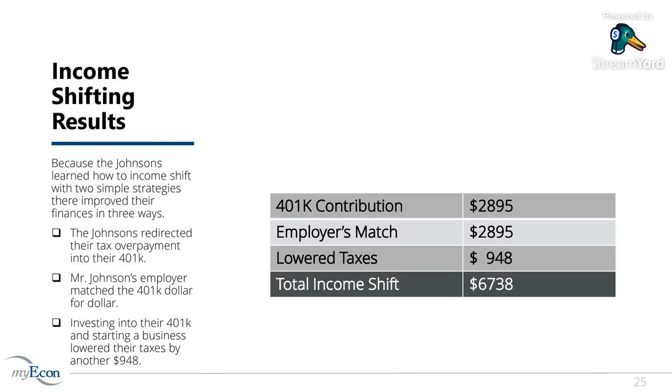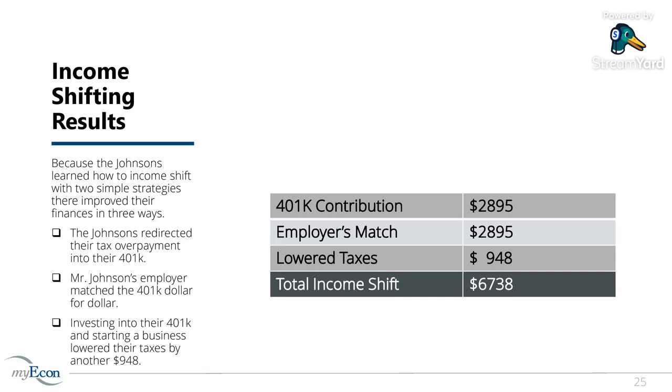All right, so income shifting results. Let's look and see what happened. Because the Johnsons learned how to income shift with 2 simple strategies, they improved their finances in 3 different ways. The Johnsons redirected their tax overpayment, right? We don't want to overpay, into their 401k. Makes sense, right? Reinvest into yourself. So instead of overpaying, you put that into your 401k and pay yourself, right? Awesome. Mr. Johnson's employer matched the 401k dollar for dollar. So now there's another $28.95.